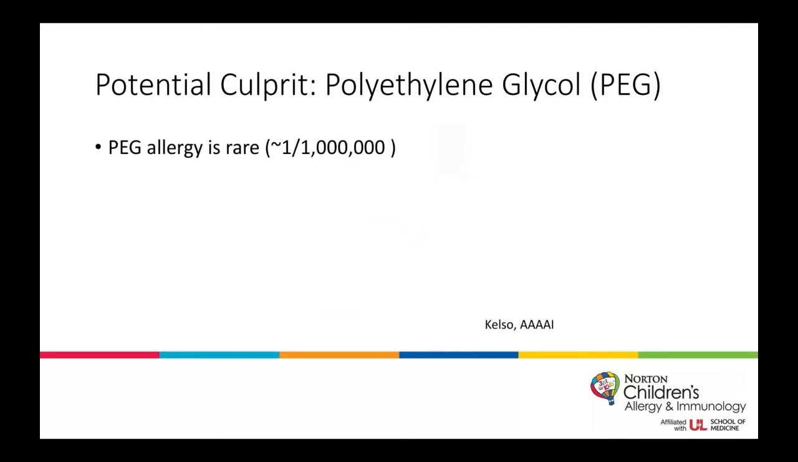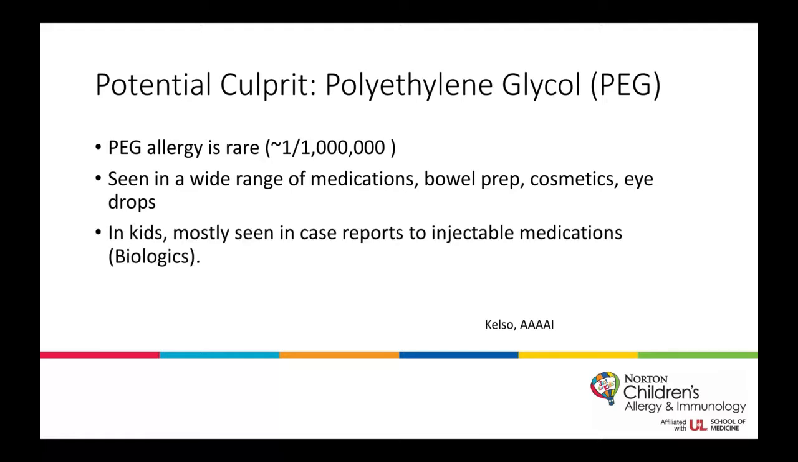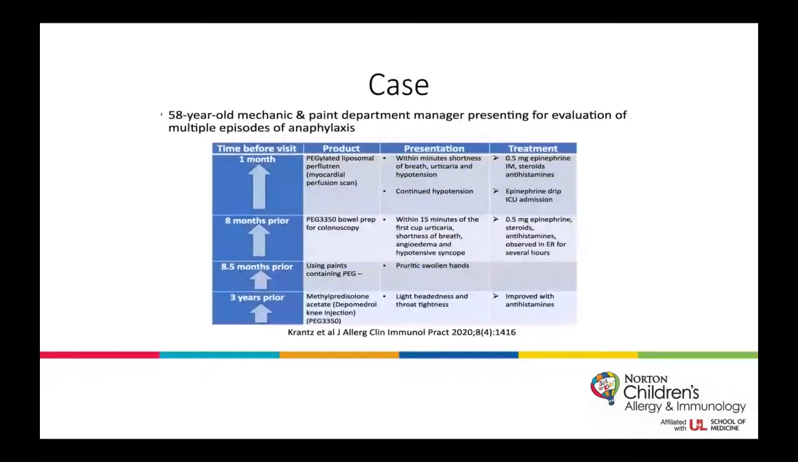PEG allergy is very rare. It's rare even in the adult population. It's in a wide range of medications such as bowel prep, cosmetics, eye drops, etc. In kids, it's mostly seen in case reports to injectable medications, biologics, chemo, things like that. Again, it's only reported in case reports because it's so rare.